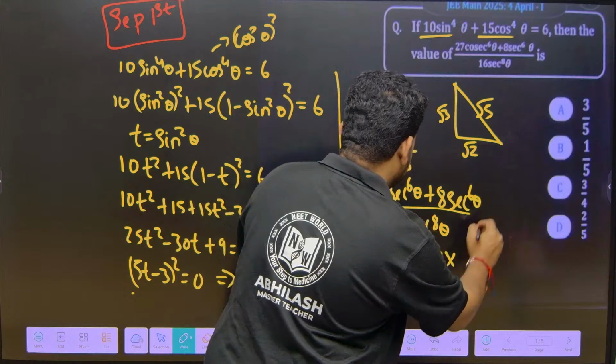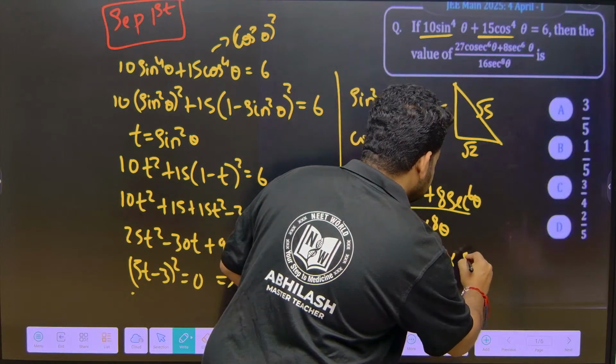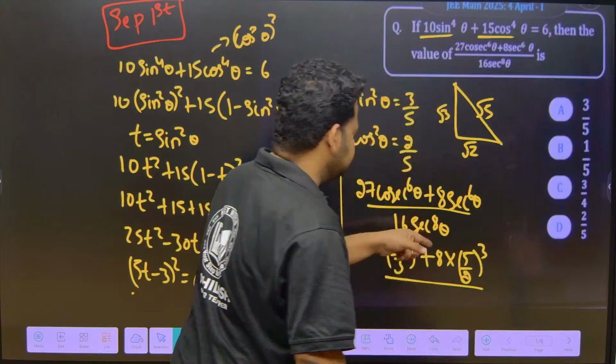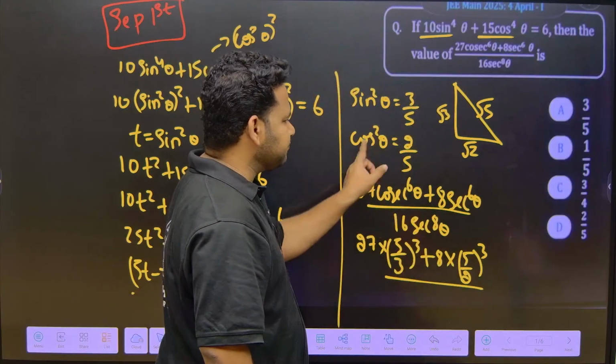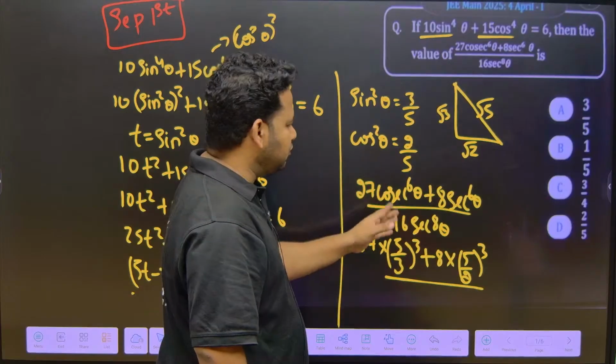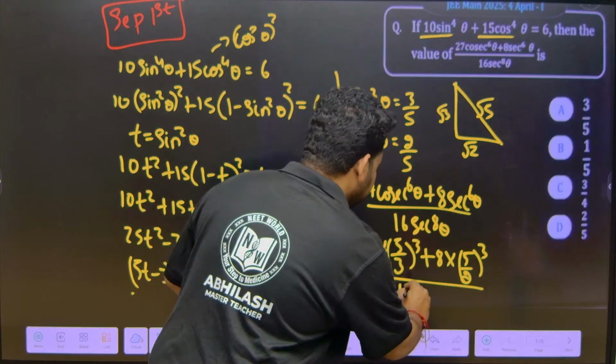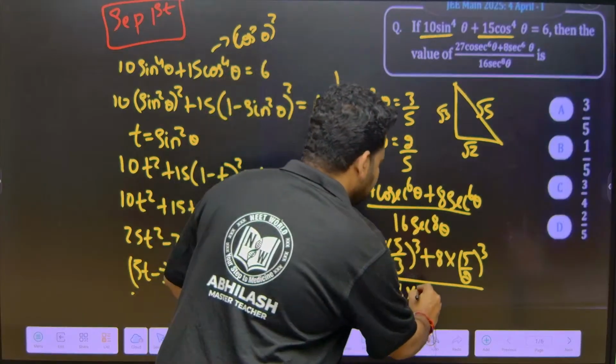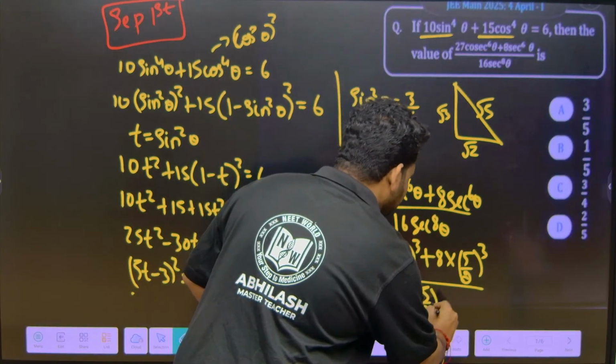So this will become what, friends? This will become 5 by 2 whole cube. Similarly, secant power 8 in terms of cos square will become cos power 4 theta. So 1 by, this will become 16, 1 by inverse of cos. So this will become 1 by 5 by 2 whole to the power of 4.